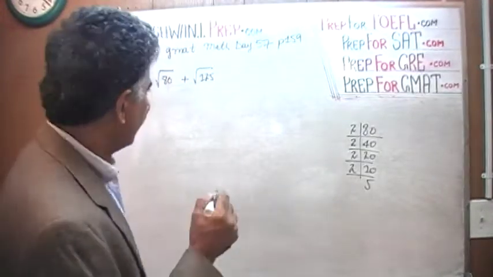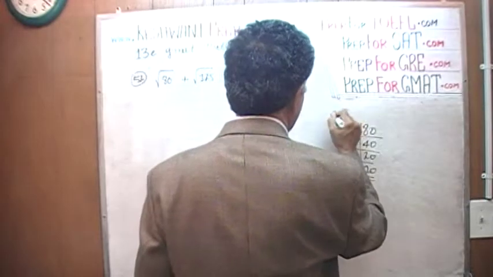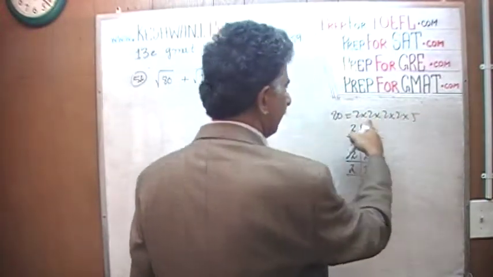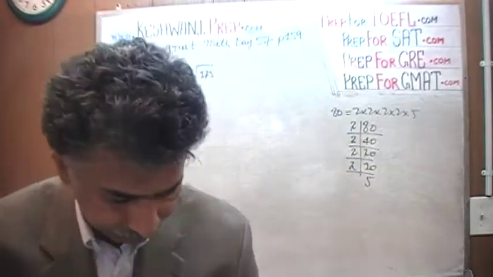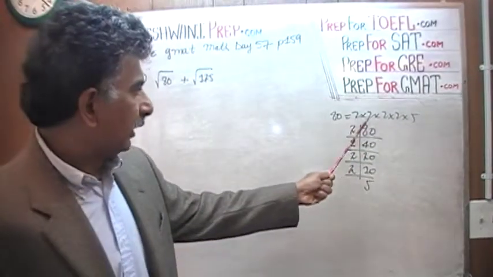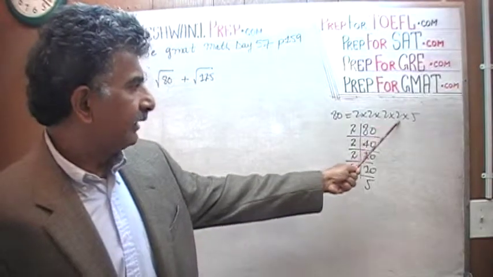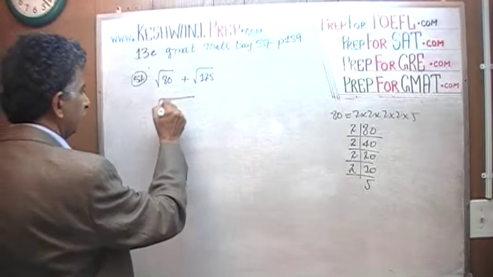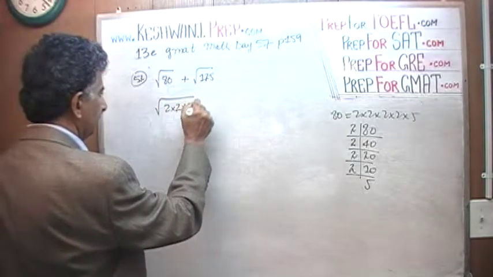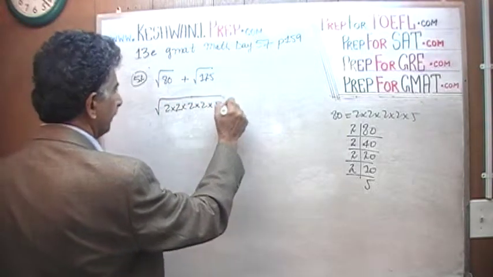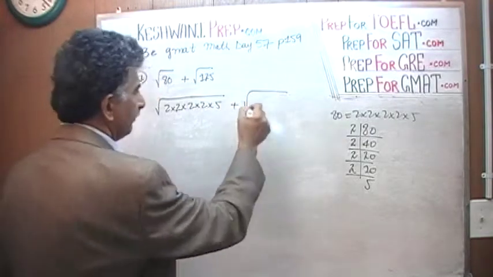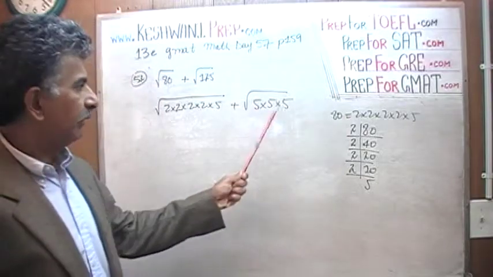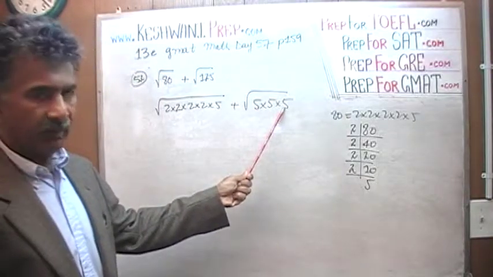If somebody were to ask you what are the prime factors of 80, you will say 2 and 5. Do you understand? But anyway, 80 equals 2 times 2 times 2 times 2 times 5. 2 times 2 is 4, 4 times 2 is 8, 8 times 2 is 16, and 16 times 5 is 80. So 80 can be written as 2 times 2 times 2 times 2 times 5. And then similarly 125 can be written as 5 times 5 times 5. 5 times 5 is 25, 25 times 5 is 125.